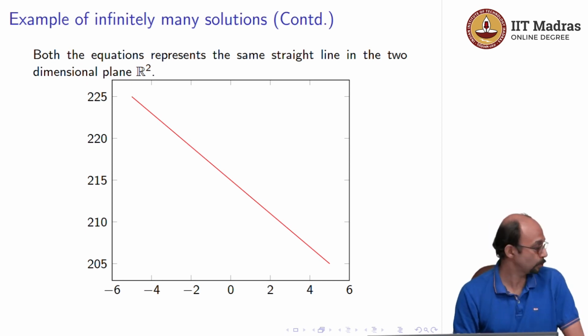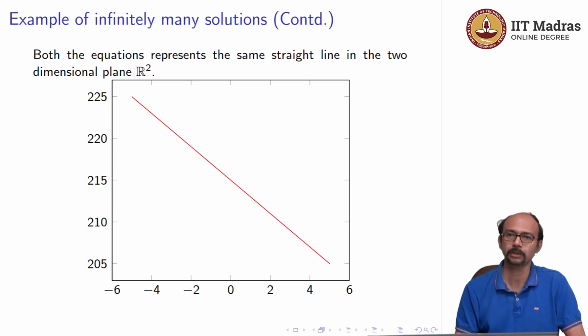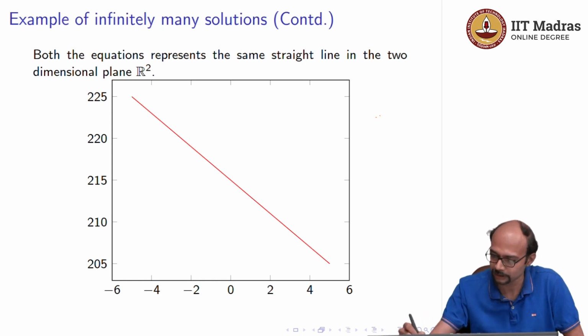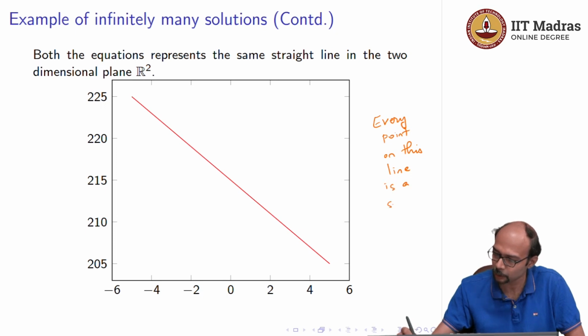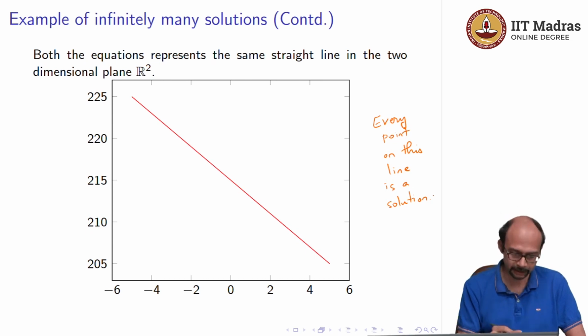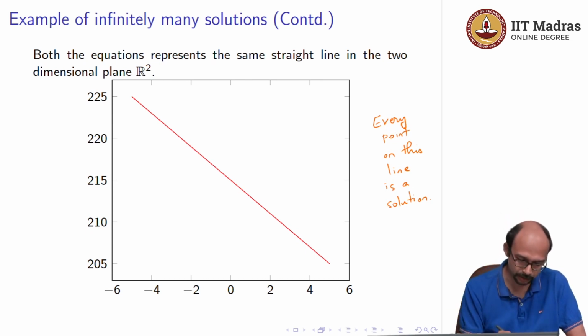So you have 2x plus y is 215 and 4x plus 2y is 430, and both of them give you the same straight line. Any point on this line is going to be a solution. So every point on the line is a solution, and now you can find as many solutions as you want. This is the geometry behind why it has infinitely many solutions.